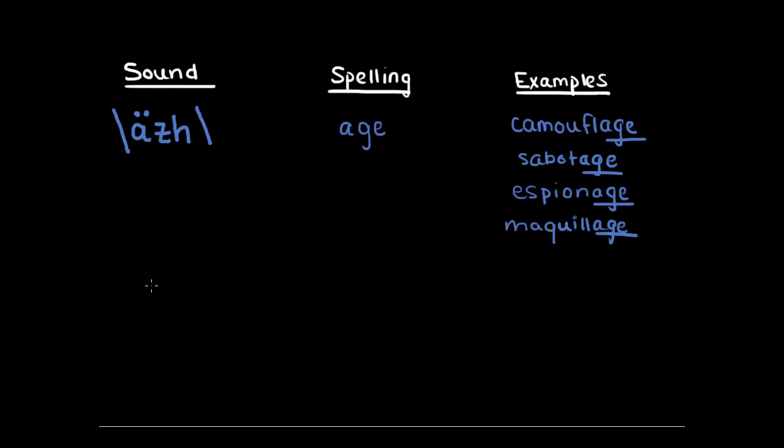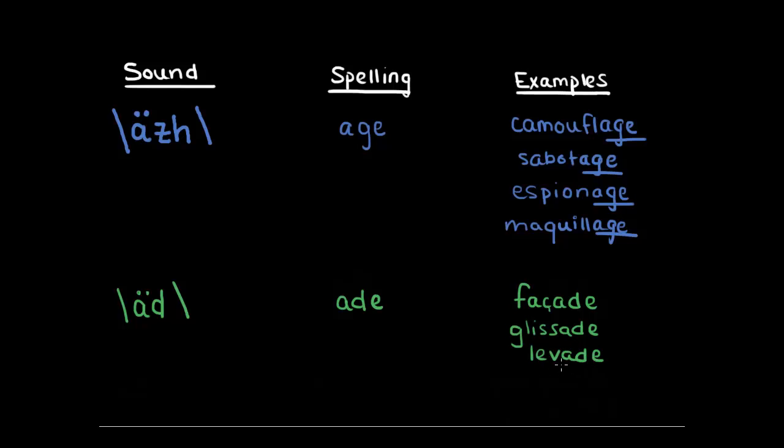The other one that's somewhat similar is the sound ahd, A with two dots and a D. This is how it's denoted in the dictionary, ahd. And pretty similarly, it's spelled A-D-E. Examples I have are facade, a covering or something fake. We have glissade, act of moving smoothly, and levade. Lev means to rise, or to raise something in French. Also in Latin, like elevate has that root in it.